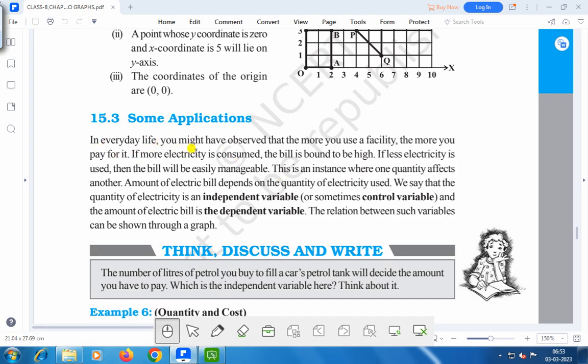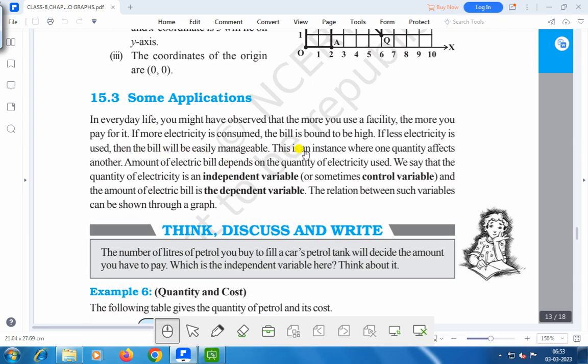In everyday life, you might have observed that the more you use a facility, the more you pay for it. If more electricity is consumed, the bill is bound to be high. If less electricity is used, then the bill will be easily manageable. This is an instance where one quantity affects another. The amount of the electric bill depends on the quantity of electricity used.